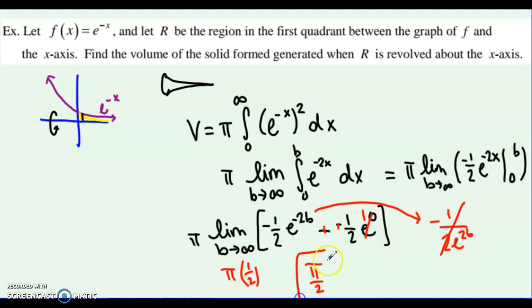So that's the volume of our shape if we are revolving this region about the x-axis. Even though we're going to infinity, we're not going to go to a number that ends. It's still going to get us a finite number.